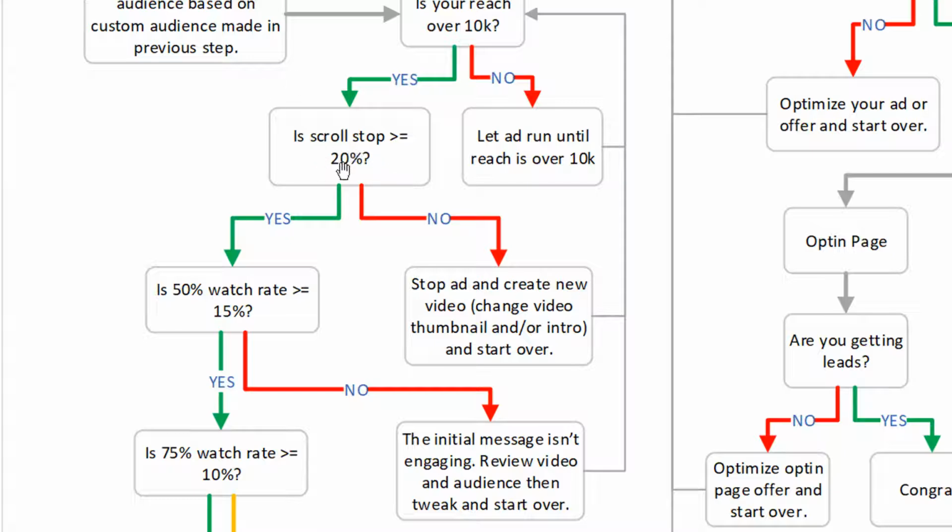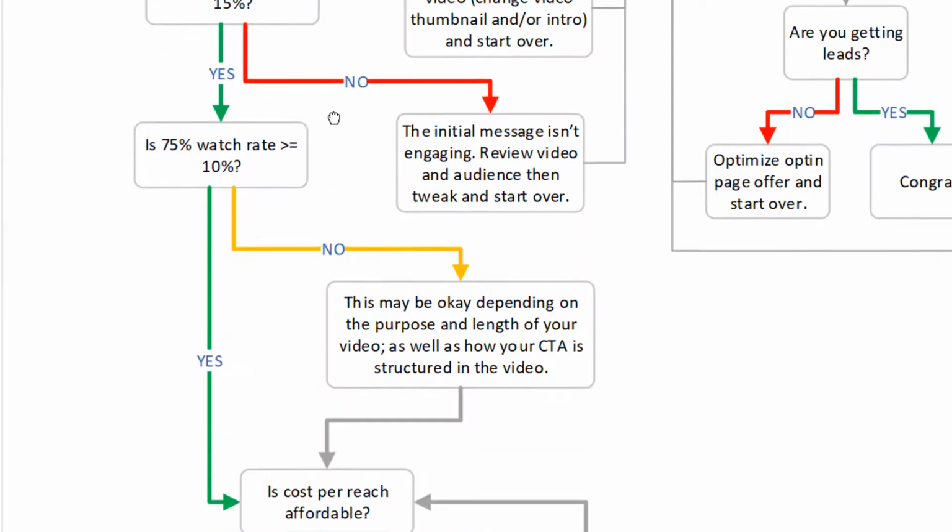If the scroll stop is greater than 20%, okay, now we want to know, did you get at least 15% of the viewers? Did they watch 50% of the video? Did 15% of the viewers watch 50% or more of the video itself? If the answer is no, then the initial message isn't engaging. Review video and audience, then tweak and start over.